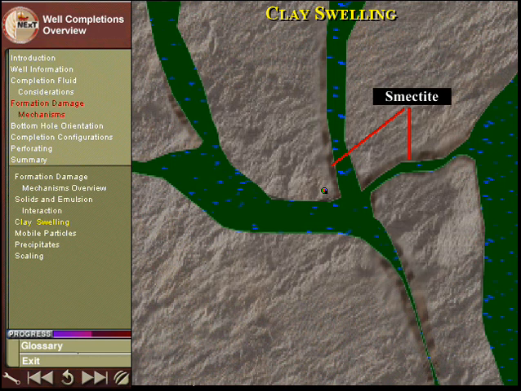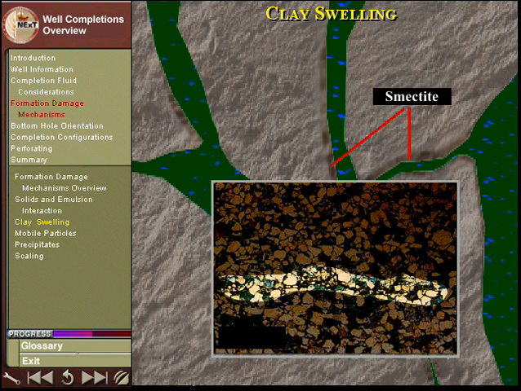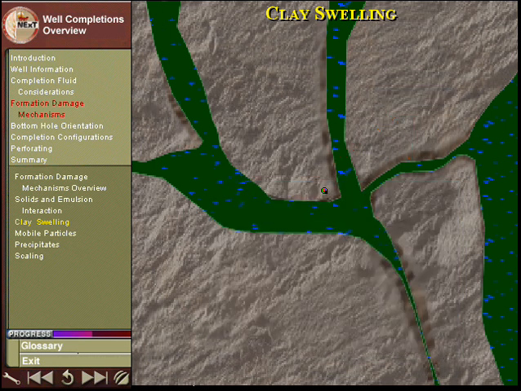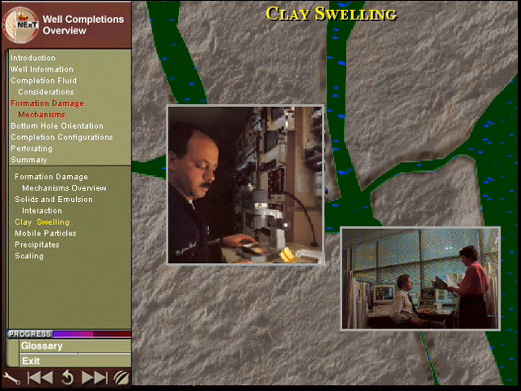Clay swelling occurs when fresh water comes into contact with formations that contain clays, such as smectite. Smectite, also known as montmorillonite, is one of several clay types that cause swelling. Another clay type, kaolinite, is shown here. Swelling causes the pore space of the formation to decrease, reducing permeability. Laboratory analysis of formation cuttings can indicate the presence of these clays. This information will be found in the mud logs.